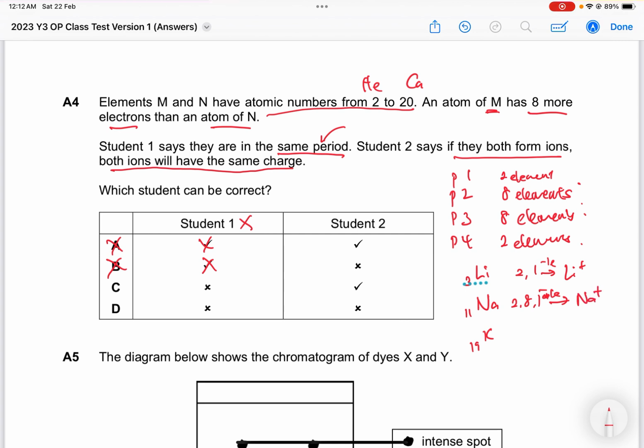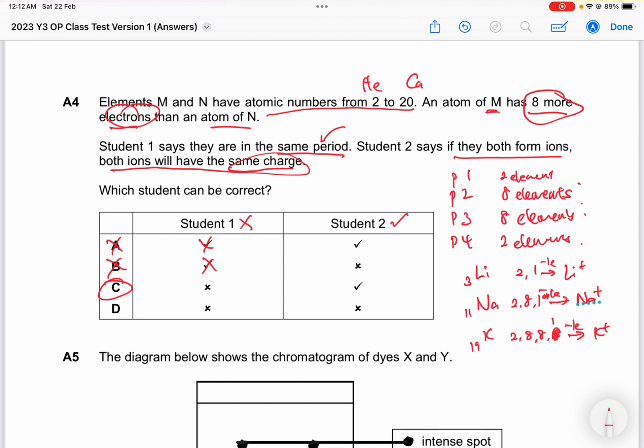For potassium, it is 2,8,8,1. It will lose 1 electron. Okay, it loses 1 electron, it will become K+, right? So 2,8,8,1, lose 1 electron, K+. So you realize that once they form ions, all of them will have the same charge. So therefore student 2 is correct. So the answer is C. Okay, so do take note, this 8 more electrons here is actually the clue.